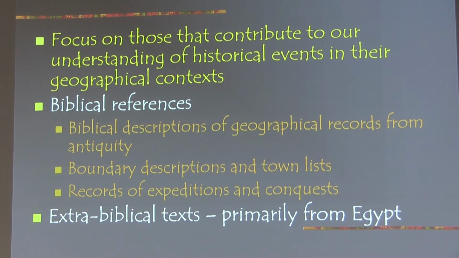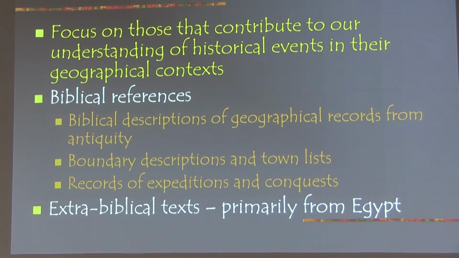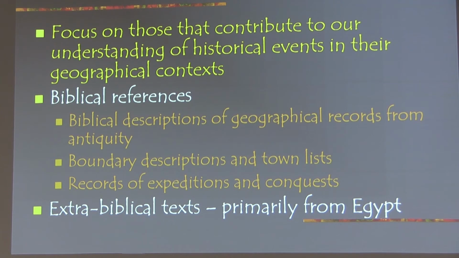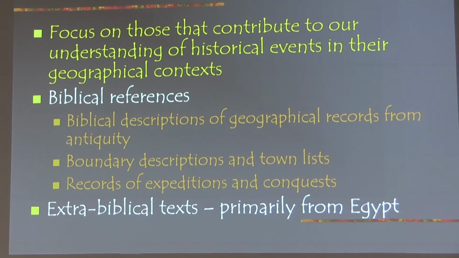We're also going to spend some time looking at extra-biblical texts. Most of them come from Egypt, and obviously that's because Egypt is a dry place, and we have more preservation of texts there than from some of these other places. Plus, the Egyptian pharaohs had a way of making their way through the land very often and preserving records of their forays into that area.